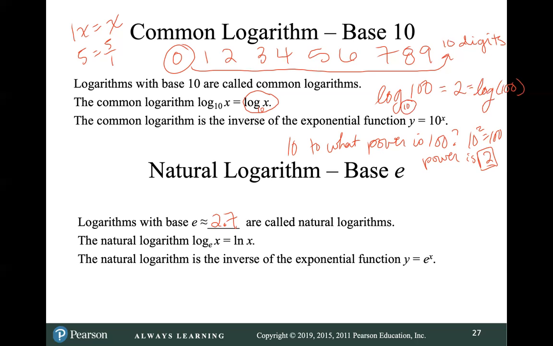Okay. The other special base that we have is the natural base. We've talked about this in previous chapters. When we're talking about the natural base, this is the base that appears a lot in calculations. And so e, called Euler's constant, is approximately 2.7.